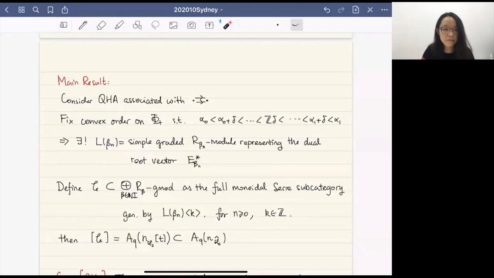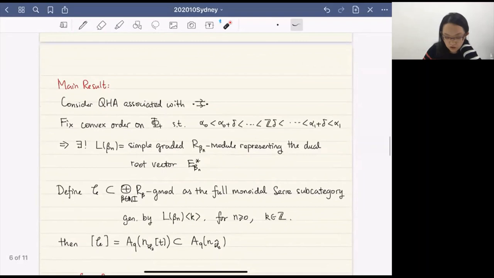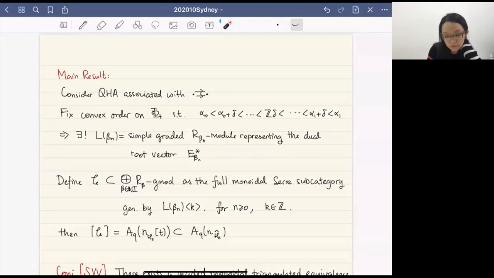Okay. And so we want to consider the subalgebra which is quantizing this UQ of n bracket t, the direct sum of root spaces for all of these beta n's. Categorically, what we do is take the full monoidal Serre subcategory of all the graded modules over R beta generated by these L beta n and all its graded shifts.